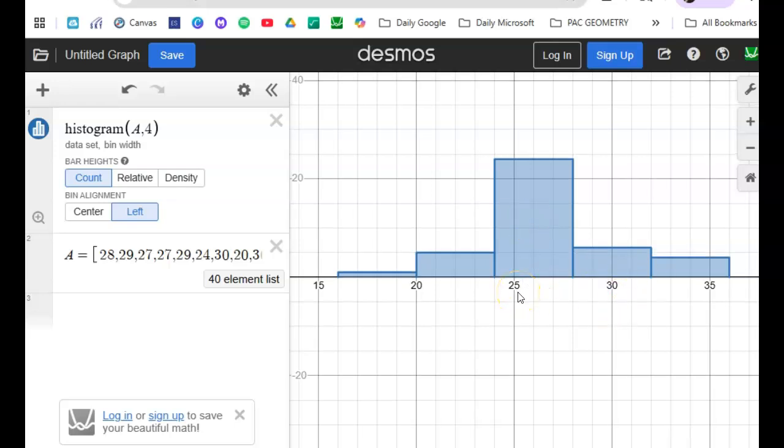Are we good? Wait, what's the bin width? What's the bin width? Bin width is 4. I showed you how to change the bin width.